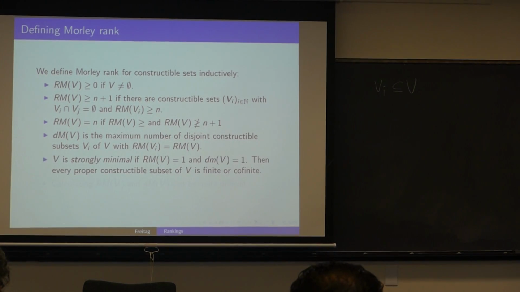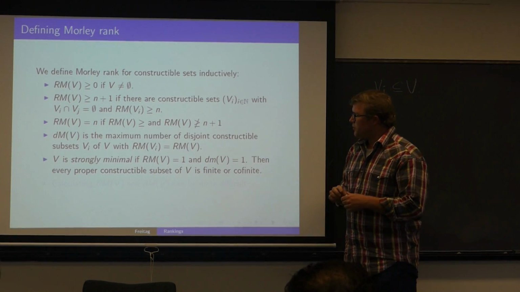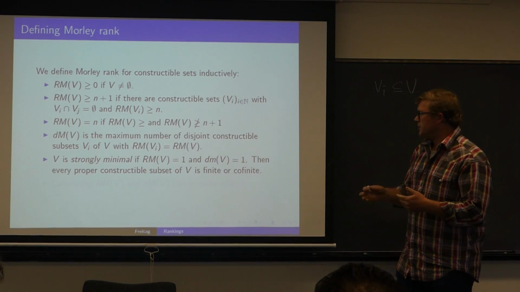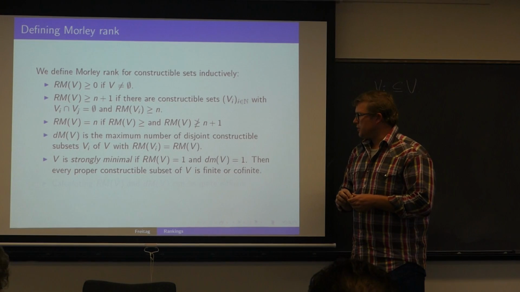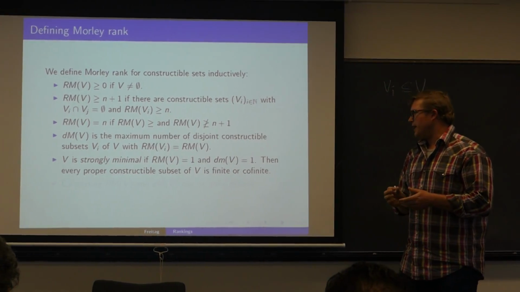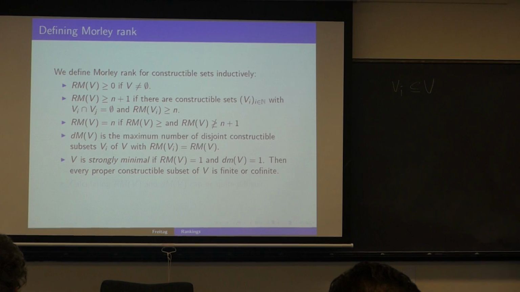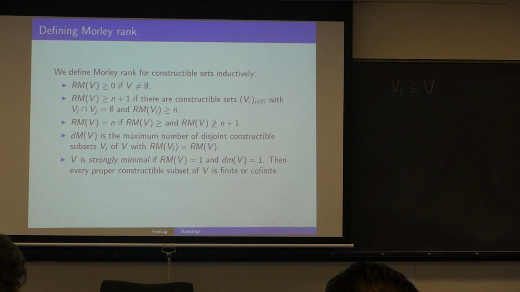So model theorists will often say V is strongly minimal if those two things happen, Morley rank 1 and Morley degree 1. And in that case, you can see as a consequence of the definitions that every proper constructible subset of V is either finite or cofinite. I'll leave it at that. You can see that with just a little argument.